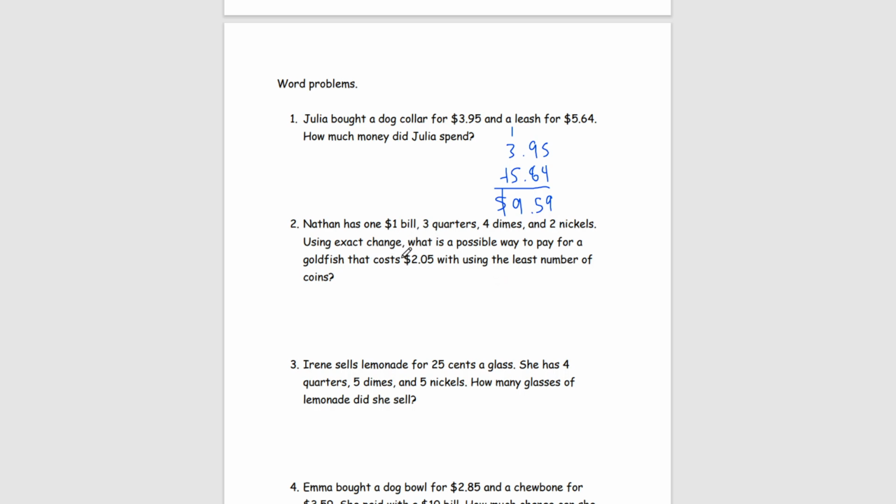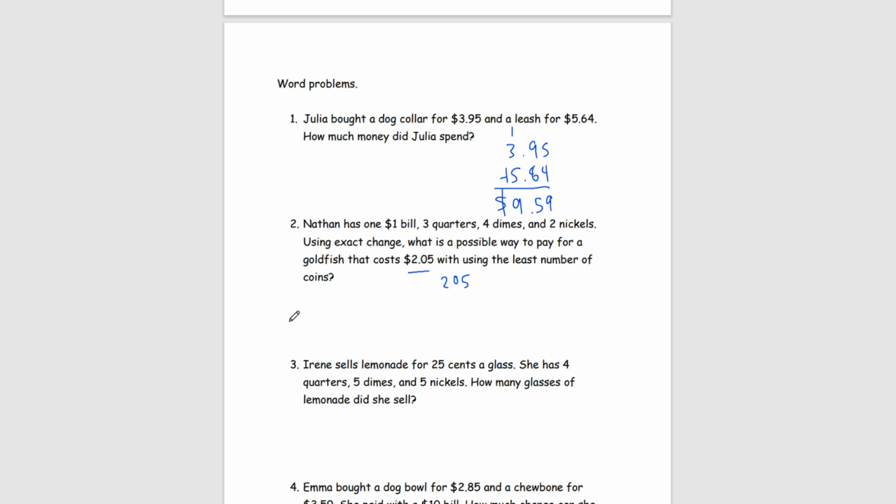Number 2, Nathan has one $1 bill, 3 quarters, 4 dimes, and 2 nickels. Using exact change, what is a possible way to pay for a goldfish that costs $2.05 using the least number of coins? So, since we're trying to use the least number of coins, we're going to start from greatest to least until we get $2.05, which we can convert to 205 to make it easier.